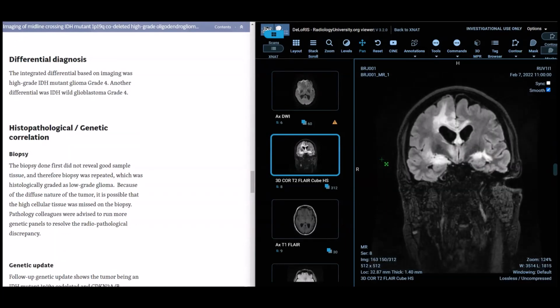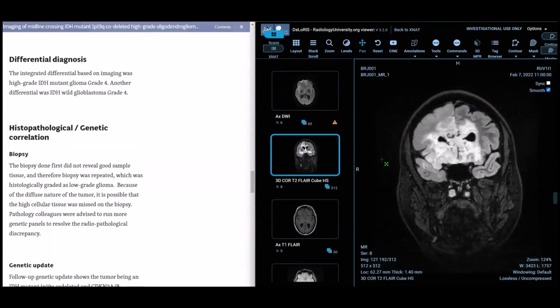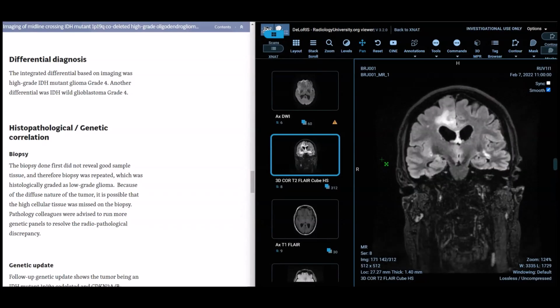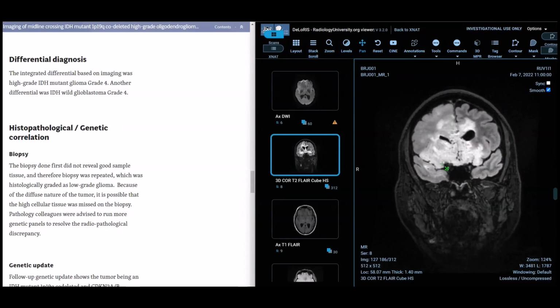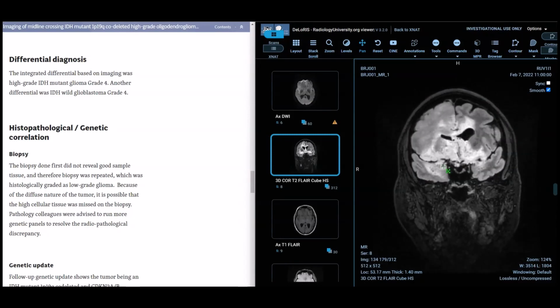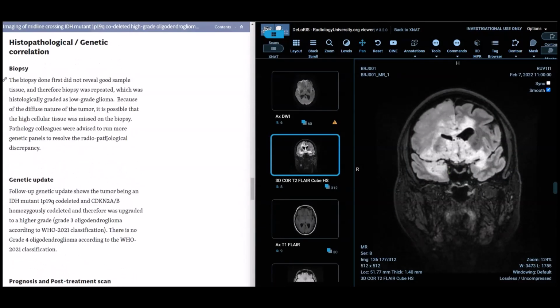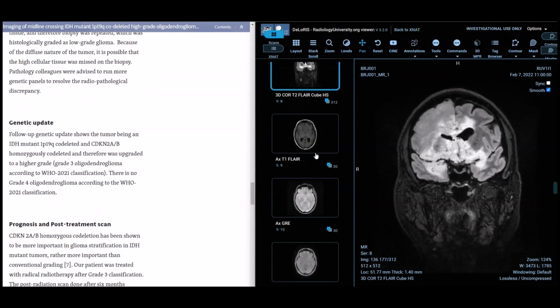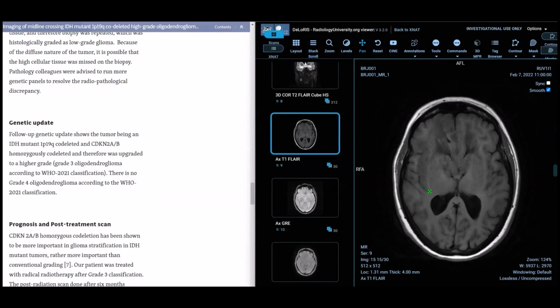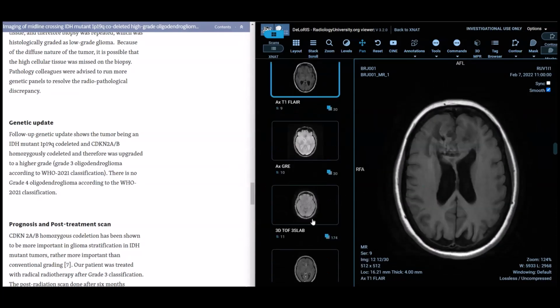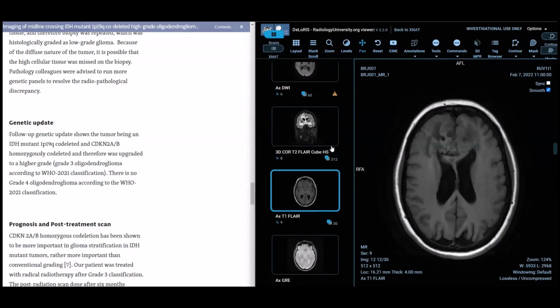Histopathological, genetic correlation. The biopsy done first did not reveal good sample tissue, and therefore the biopsy was repeated, which was histologically graded as low-grade glioma. Because of the diffuse nature of the tumor, it is possible that the highly cellular tissue was missed on the biopsy. Pathology colleagues were advised to run more genetic panels to resolve the radiopathological discrepancy.